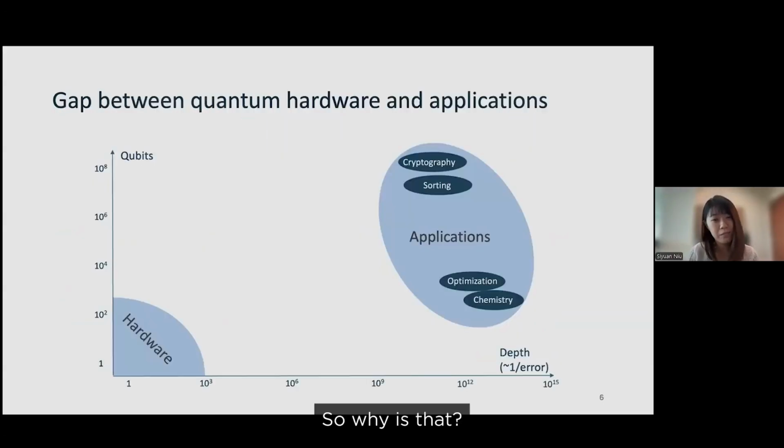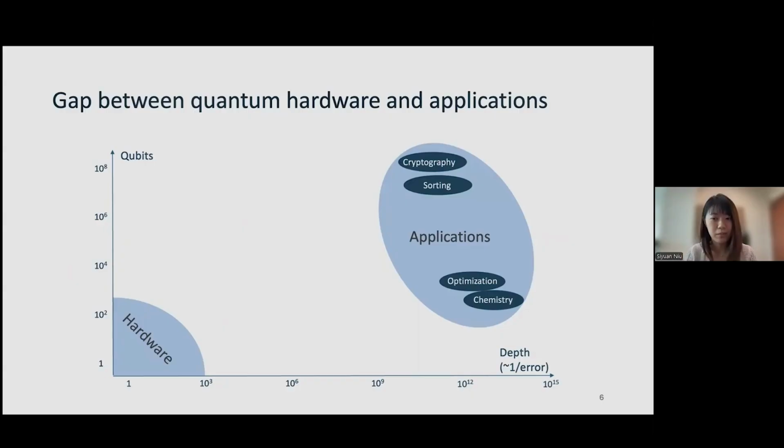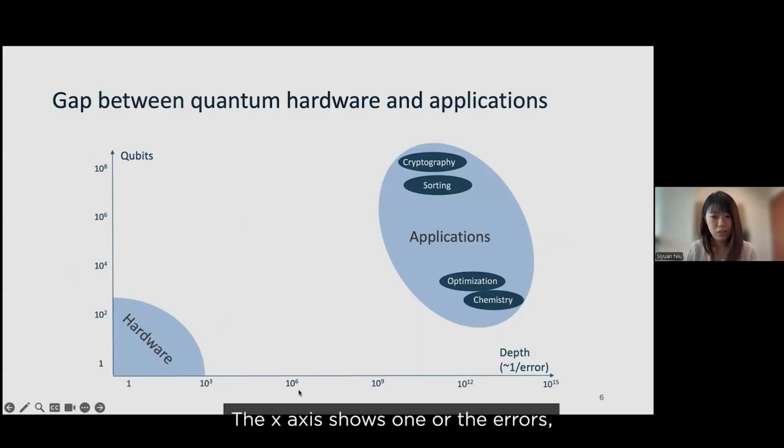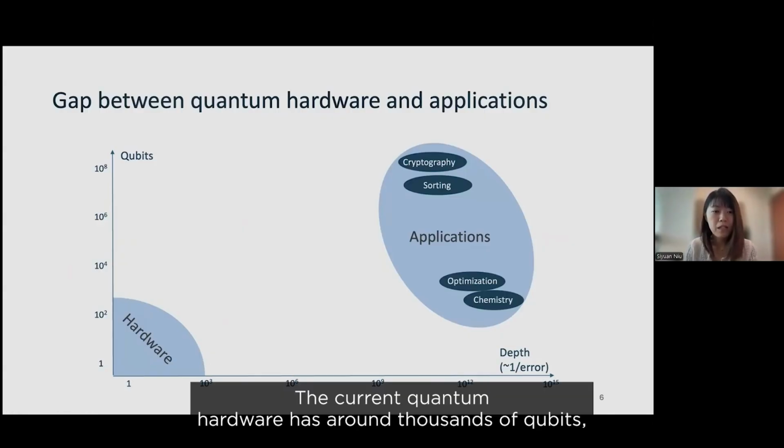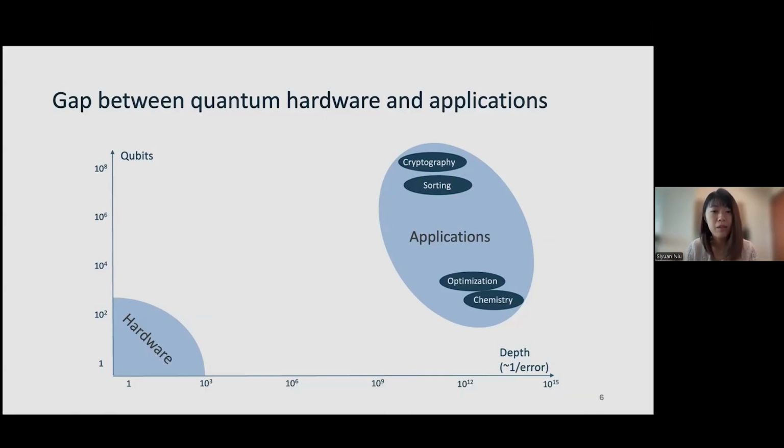So why is that? This figure can explain the reason. This figure shows the current status of the quantum hardware and the applications. The x-axis shows 1 over the errors, and y-axis shows the number of qubits. The current quantum hardware has around thousands of qubits, but they suffer very high errors, around 0.1%.